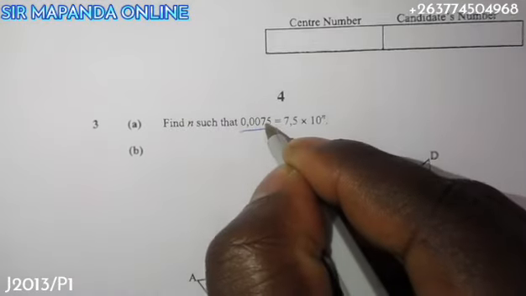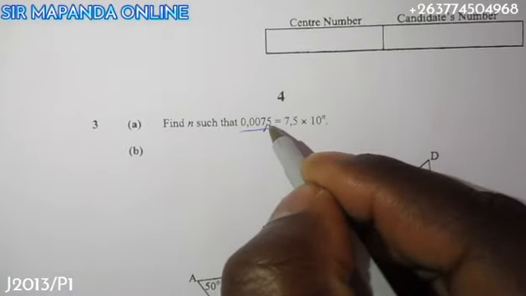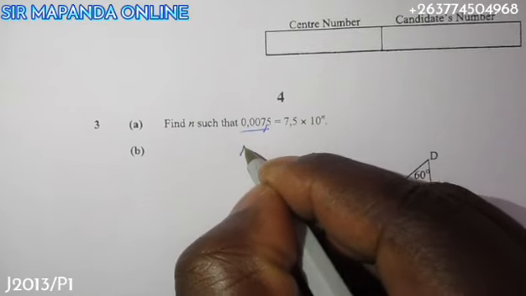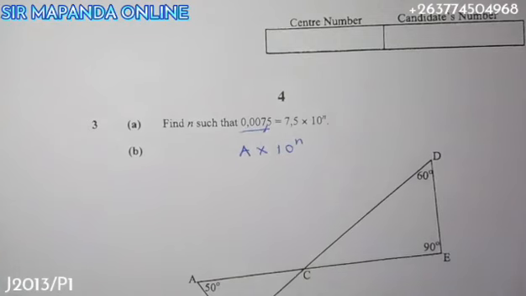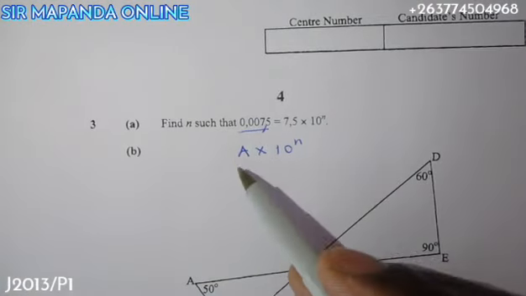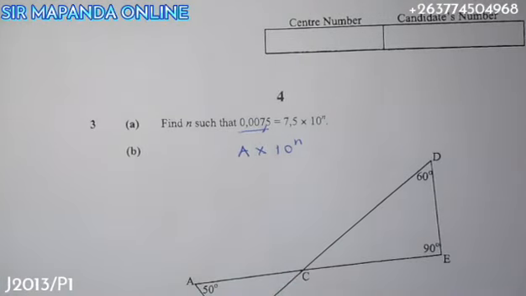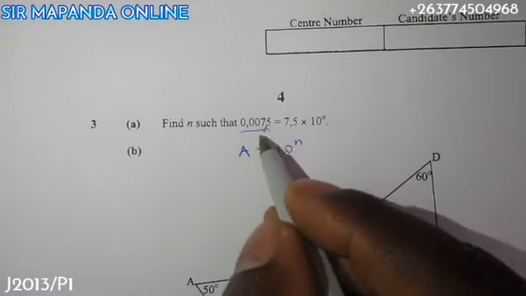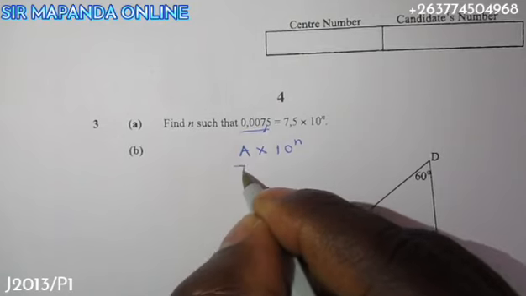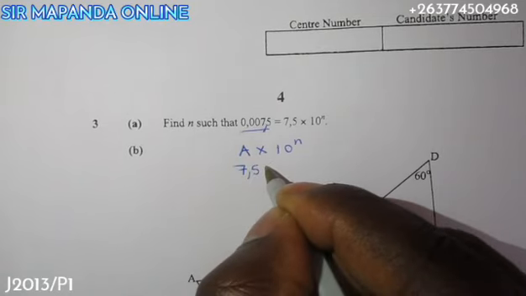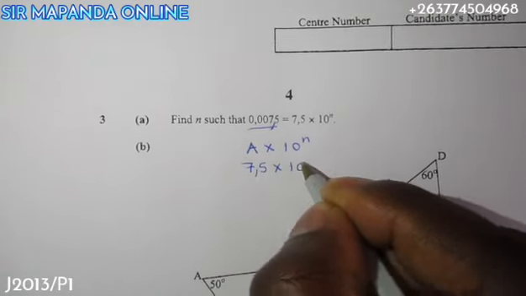So I'm going to put a comma between 7 and 5, right? Remember, standard form is in the form a times 10 to the power of n, where a is representing a number between 1 to 10. So that's why I've placed a comma between 7 and 5 to find a. So our a is 7.5. Then you put times, then you write 10.